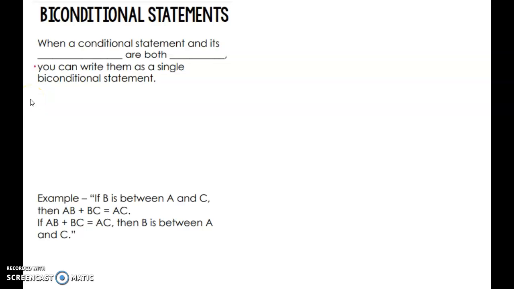All right, so we're working on our biconditional statements foldable. So we are on the front cover. It says, when a conditional statement and its converse, so a conditional like the if-then and its converse are both true, you can write them as a single biconditional statement. So the conditional would be when it says, if P then Q, and the converse is when it says if Q then P. So where we reverse the order.